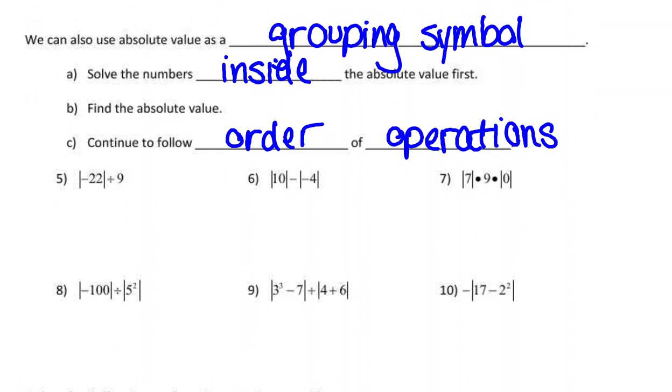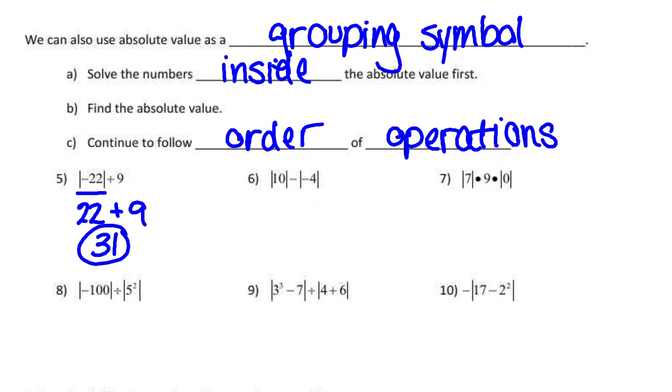So if we look at the first one, it says solve the numbers inside the absolute value first. So we're going to do this step first. And because there's only one number in there, we're going to find the absolute value. Absolute value turns numbers positive. So the absolute value of -22 would be positive 22 plus 9. And then 22 plus 9 would be 31. And it's done. It's as simple as that.